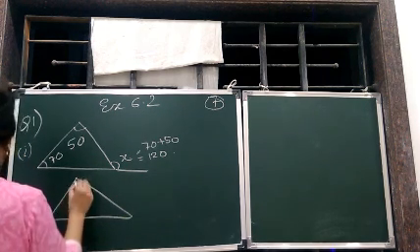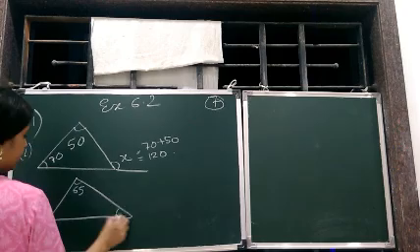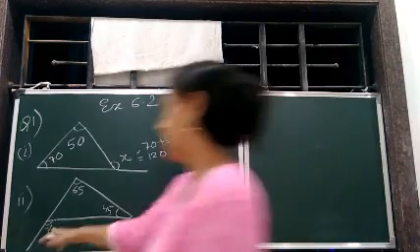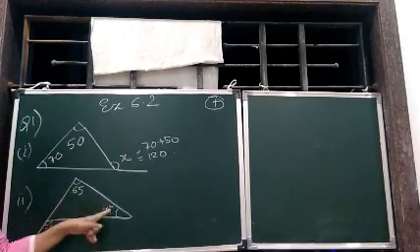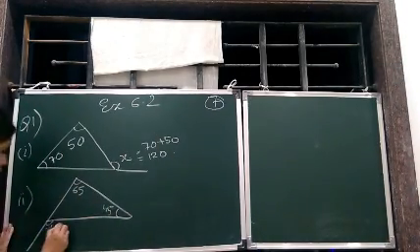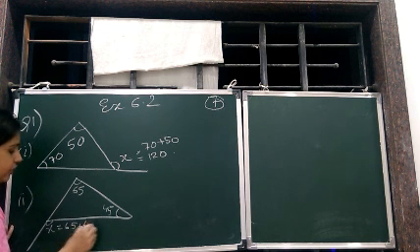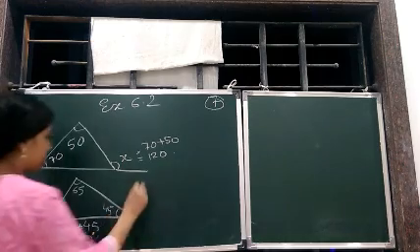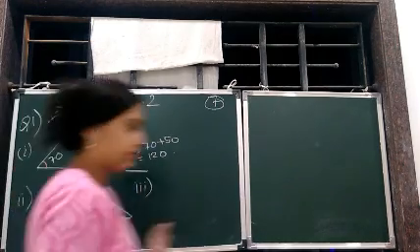This is x. This is 65. This is 45. Again you can see the property. The measure of this exterior angle will be equal to the sum of these two opposite interior angles. So x will be 65 plus 45 by using the property. So this is 110 degrees. Then comes the third one.